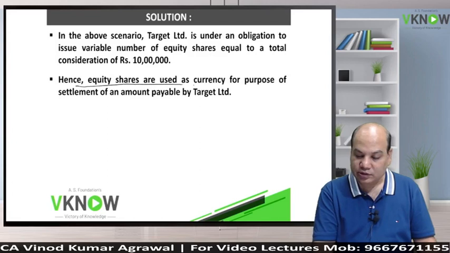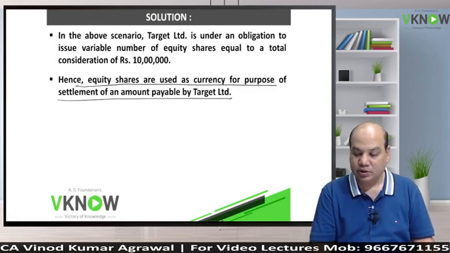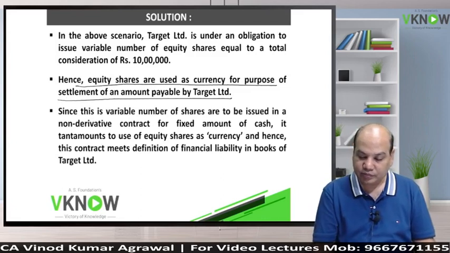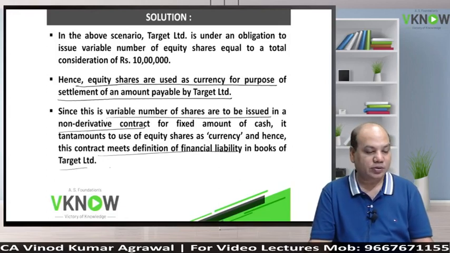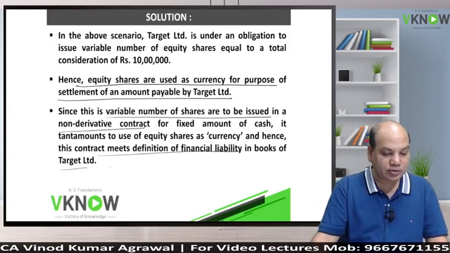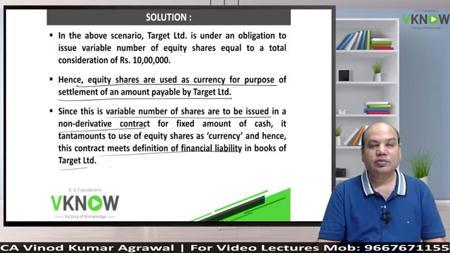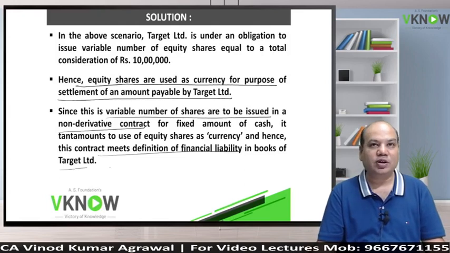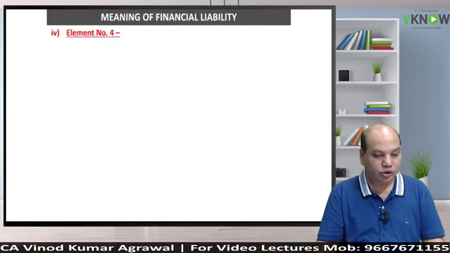Here the equity shares are being used as a currency for the purpose of settlement of the amount payable by Target Limited. Therefore, because it's a non-derivative contract, a variable number of shares will be issued. Therefore, it amounts to a financial liability. So, contractual obligation, non-derivative contract, settled in own equity shares, and the number of shares to be issued is variable in nature. You have to remember all this and understand and then remember. Make your own notes if you want to remember in a certain way.